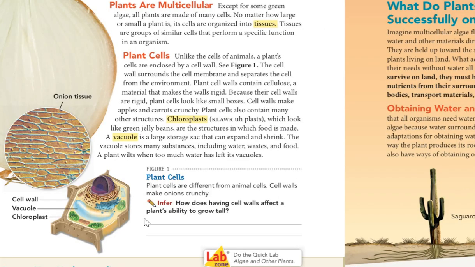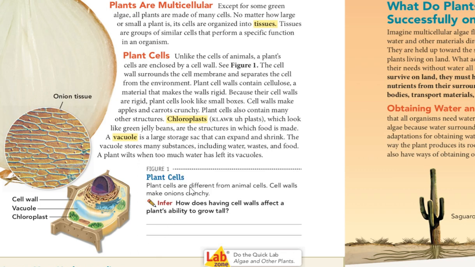Open page 10. Plants. Some plant characteristics. Plants are multicellular. We mean the plant is made up of many cells. All plants are made up of many cells. Multicellular, many cells. A group of cells organized together makes a plant tissue. Here we have a group of plant cells together. In the onion, they are called onion tissue.